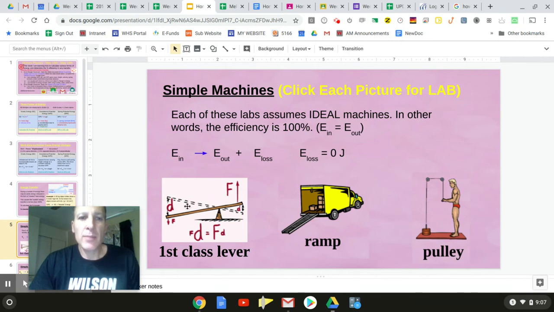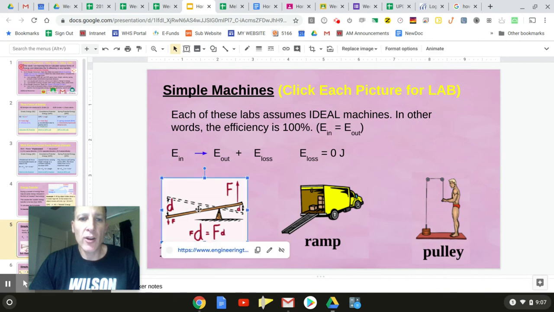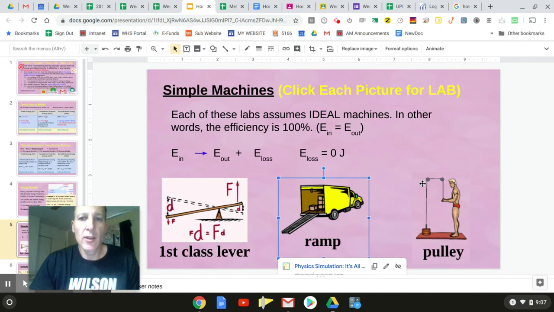Each of these pictures is interactive. If you click on them, okay, they take you to a website where you can run through a lab with each of these 3 simple machines.